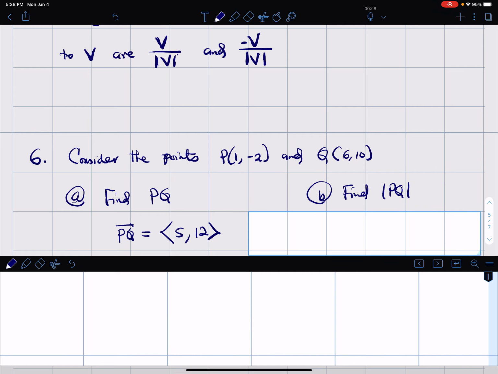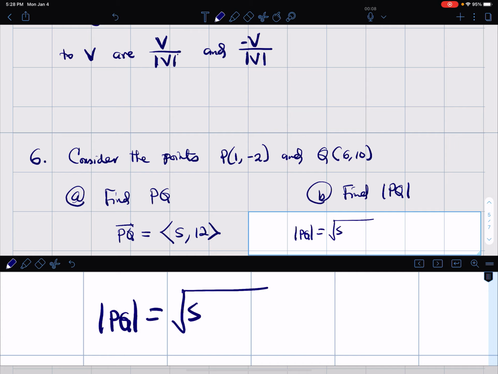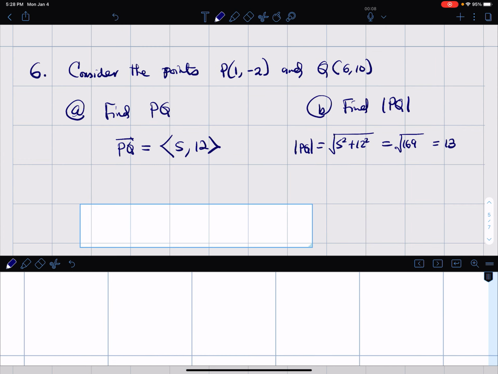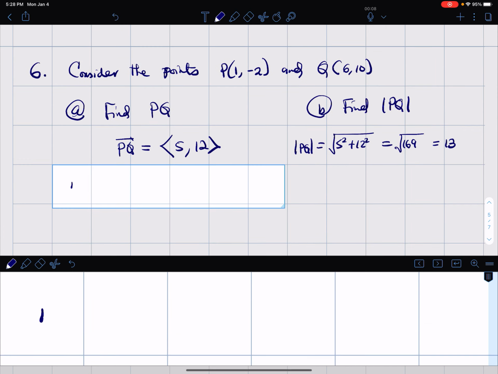So the magnitude of PQ is going to be the square root of 5 squared plus 12 squared. I think this is the square root of 169, and I think it is 13. Check that.